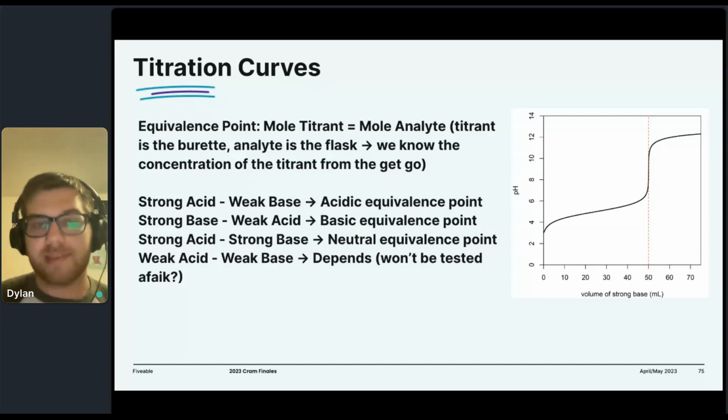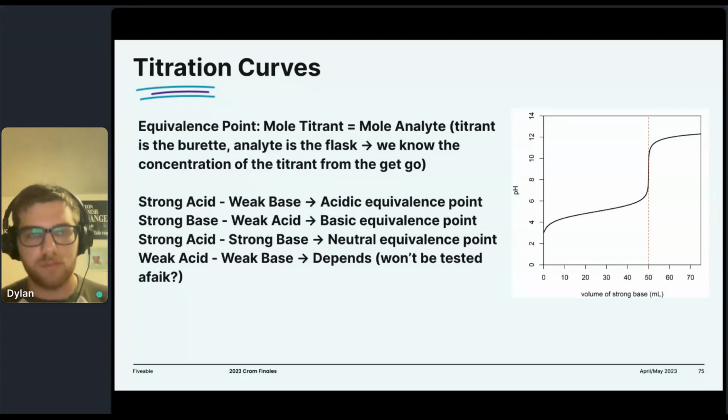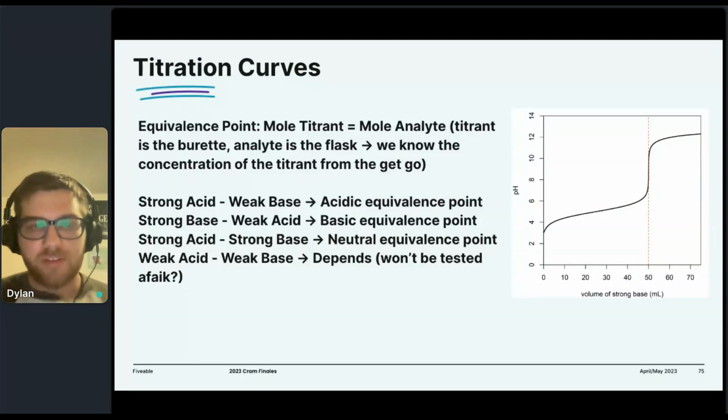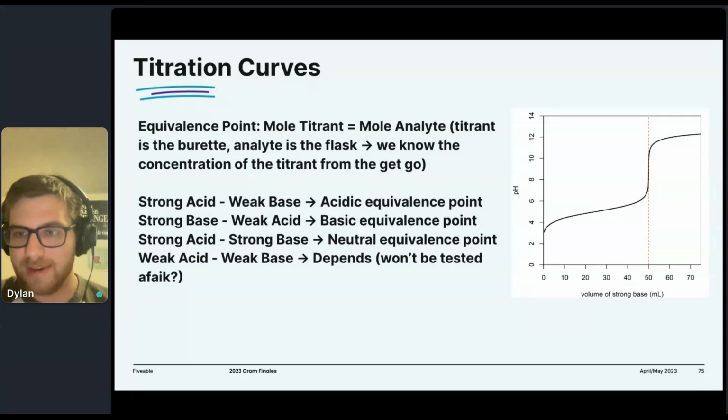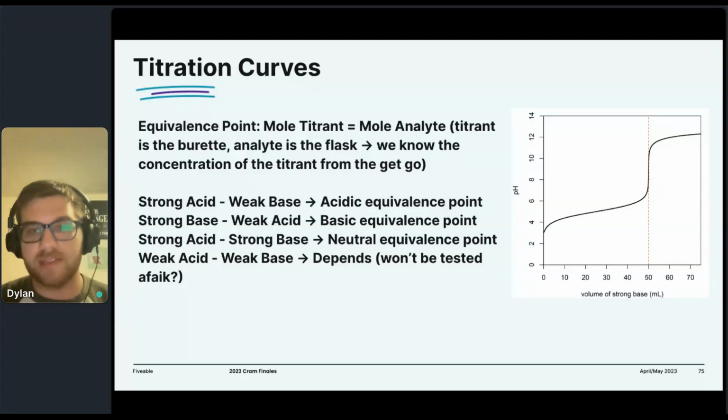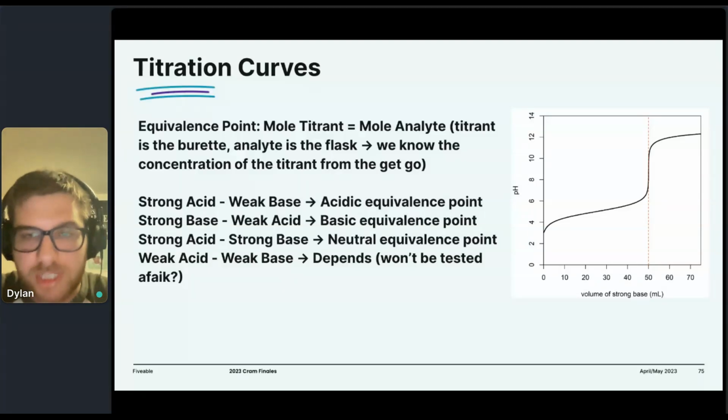If we have a strong base weak acid, such as in this chart right here, a basic equivalence point. A strong acid strong base will be neutral. Again, remember, because the strong acid and strong base will fully neutralize each other. And then a weak acid weak base titration, it depends, and I don't think this is tested. Please correct me in the chat if it is tested, but it's very rarely tested. I've never seen it. And again, we can just interpret from these titration curves what's actually going on.